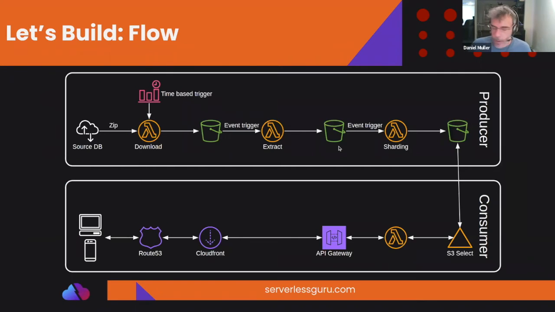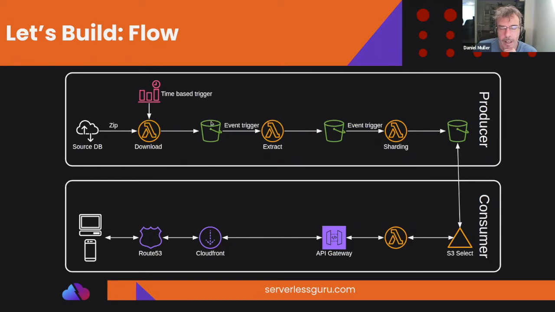So for this GeoAPI, what does the flow look like? We have 2 components, or 2 sides of the application. One is the producer and one is the consumer. On the producer side, we will periodically, with a CloudWatch event or a cron job if you prefer, download the zip files of these databases and put them into an S3 bucket.